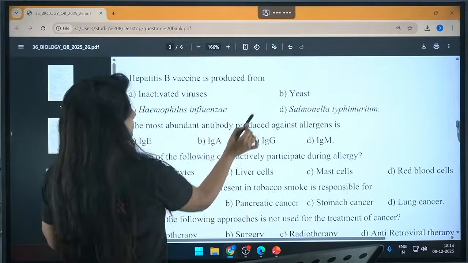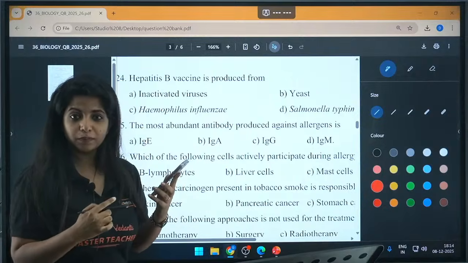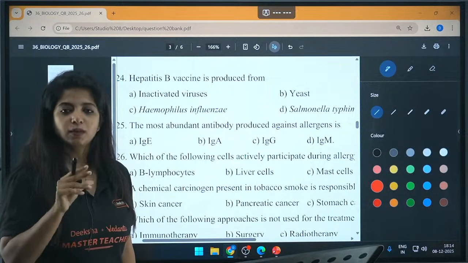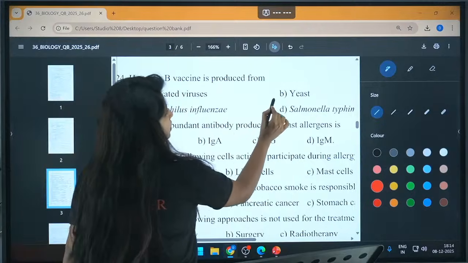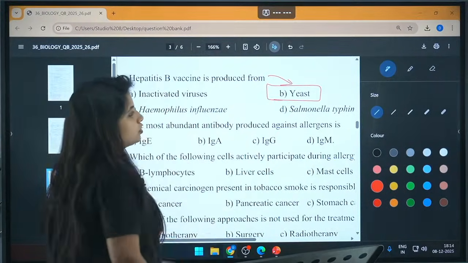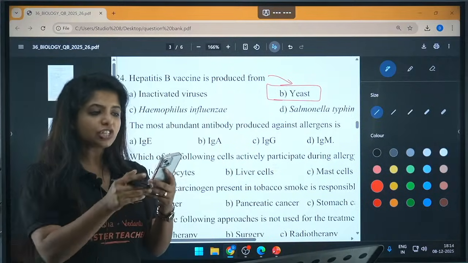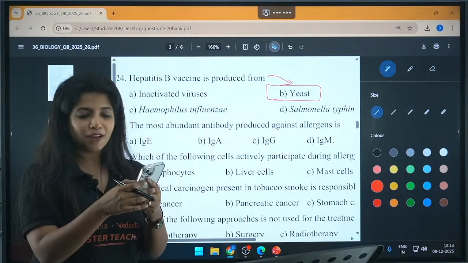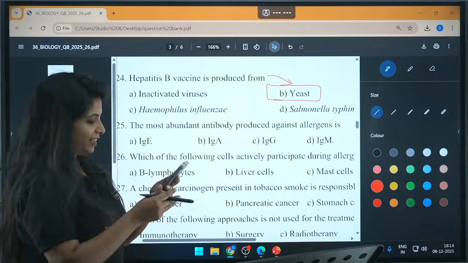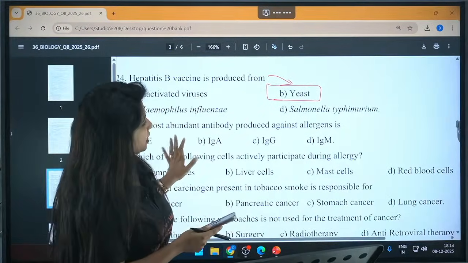Wow, that's super great. So in the vaccination portion, at the end of it, they have given one line. Hepatitis B vaccine was commercially being produced with the help of yeast. So your answer for this question is B. There is no explanation. It's a very direct question, directly coming out from NCERT. Okay? Cool. Let's try the next question out there.